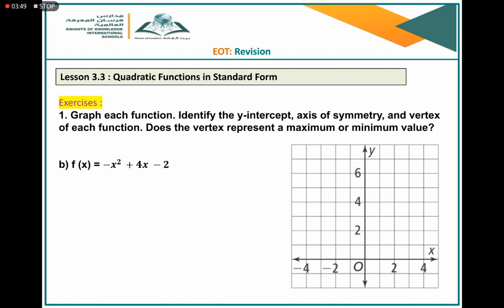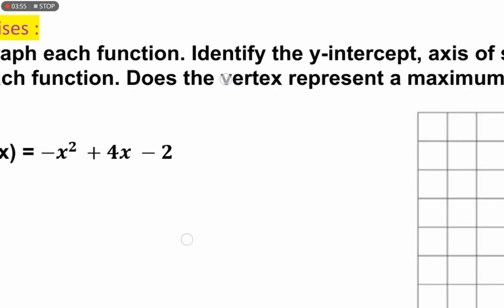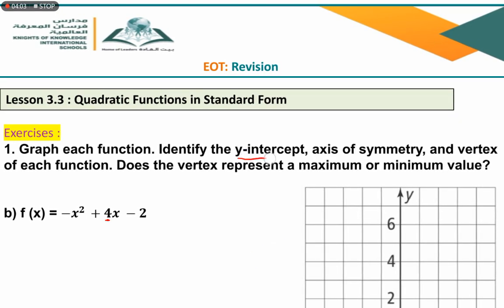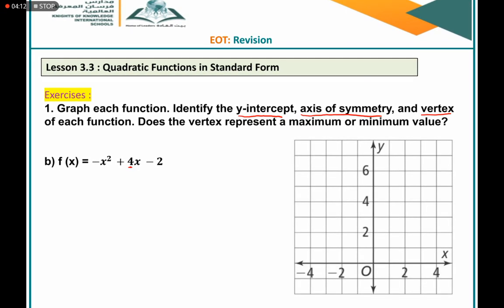Now we have this equation. See here, the b is 0 in the previous one, there was no x, but here there is an x, and b is equal to 4. Now he asked me about the same demands: the y-intercept, the axis of symmetry, and the vertex. Then he asks to graph this equation.